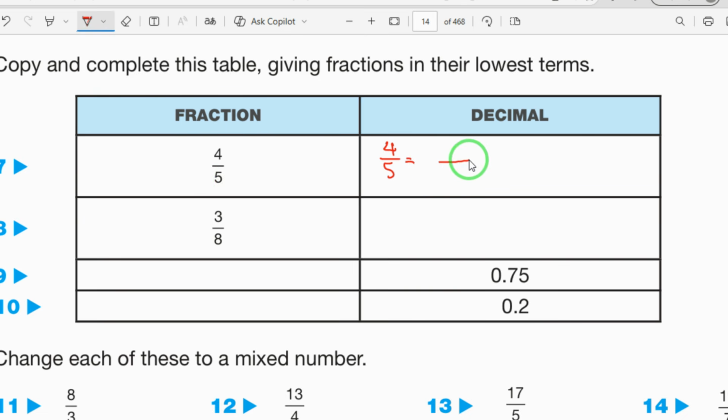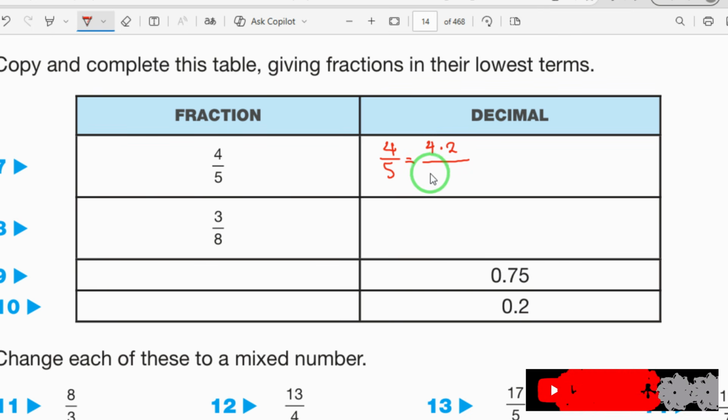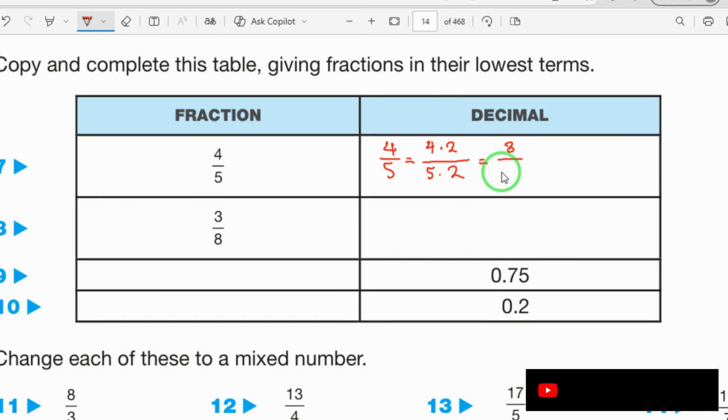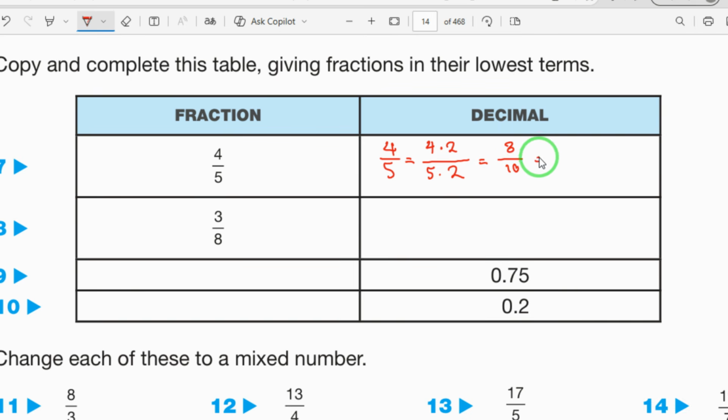The best way is to multiply the numerator and denominator by 2 in this problem. We multiply the numerator and denominator by 2. So 4 times 2 is 8 and 5 times 2 is 10. When the denominator is a power of 10, we write the numerator and count the number of 0s in the denominator. Because we have only one 0, we separate 1 decimal place from right to left. So the answer becomes 0.8.